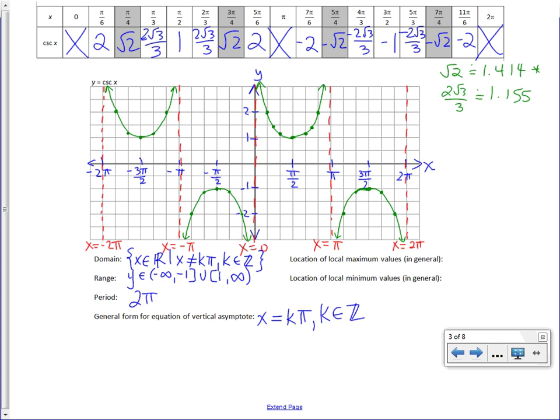Okay. Location of local max values in general. So let's take a step back here. I will not ask you for these on the test, but I just want you to start thinking about this because they do come up in the next course. A local maximum means that it's not the maximum of the whole function, but in a small neighborhood, it's the maximum. Because the function goes off to infinity and down to negative infinity, there's no actual max or min value to this function. But locally, the way this shape looks, are there locations that locally are maxes and mins?